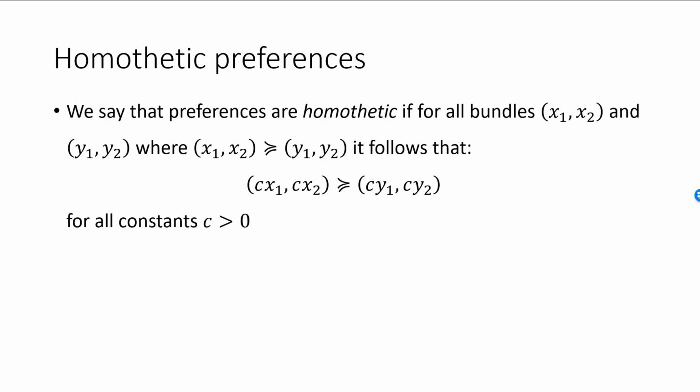Let's add our definition of homothetic preferences to our PowerPoint presentation. Consider two arbitrary bundles, x1, x2 and y1, y2, where the x bundle is weakly preferred to the y bundle. Preferences are homothetic if it is then always the case that cx1, cx2 is weakly preferred to cy1, cy2 for all strictly positive constants c.